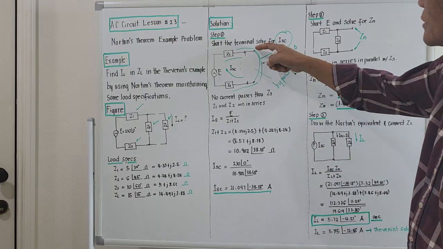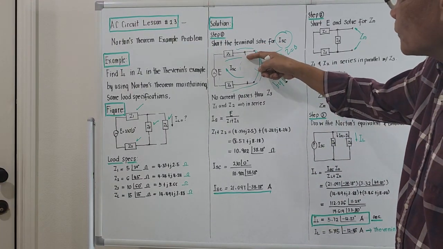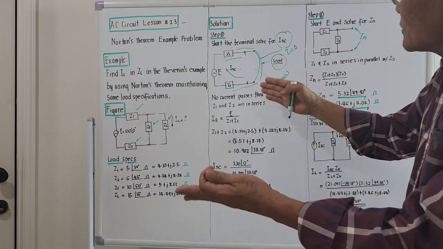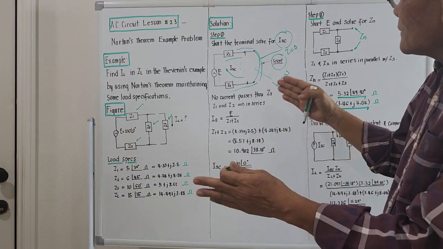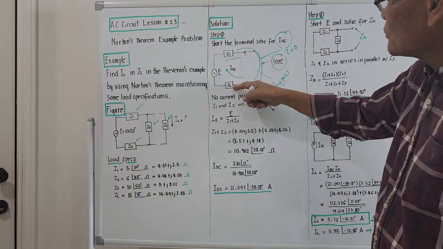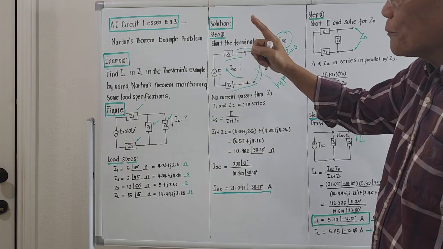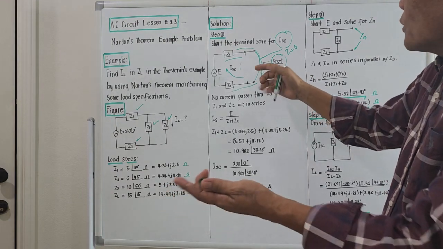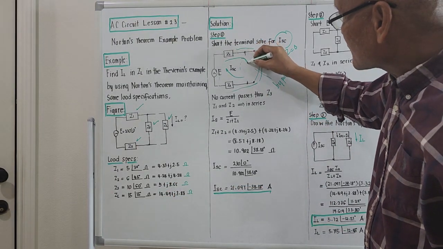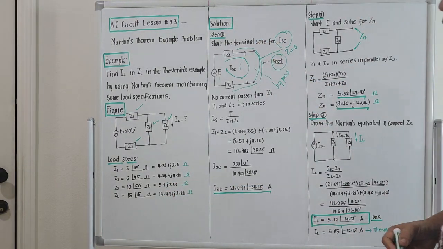We shorted this terminal here, so no current will pass through C3, and the resulting figure will be something like this. The components inside will simply be C1 and C2, because no current will pass through C3, since it was bypassed, right? So if we try to compute the short circuit current, it's a simple series circuit, okay?